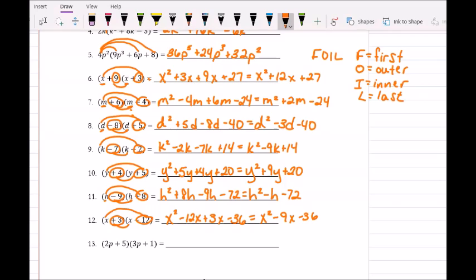Okay, now the first is 2p times 3p, so 6p squared. Outer, 2p times 1 is 2p. Inner, 5 times 3p is 15p. And last, positive 5 times 1 is 5. And combining would be 6p squared plus 17p plus 5.